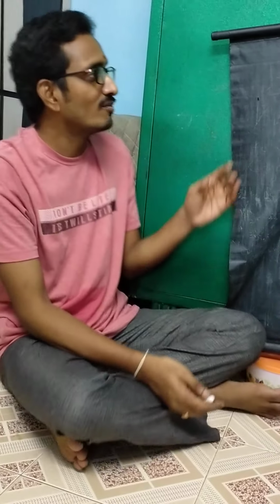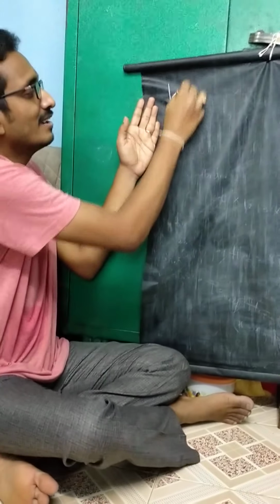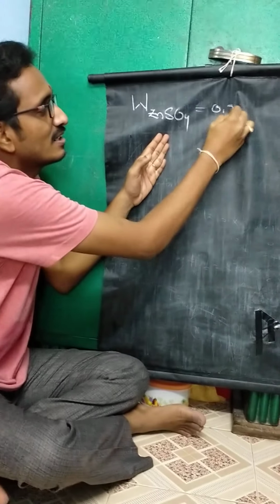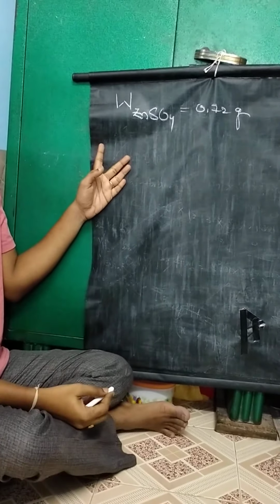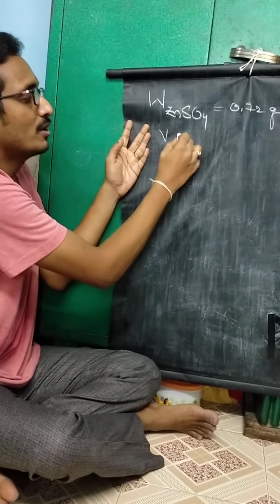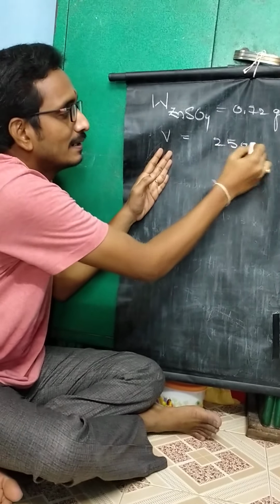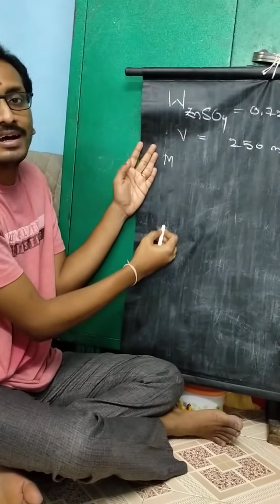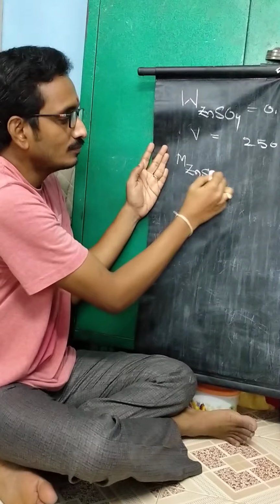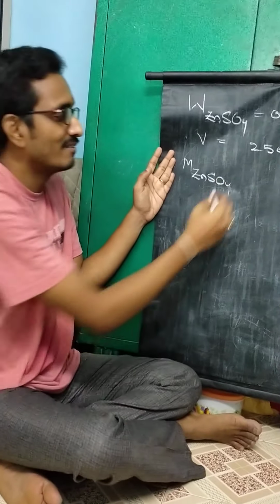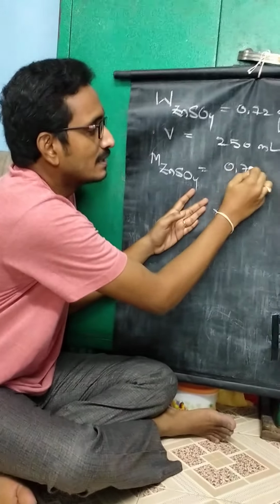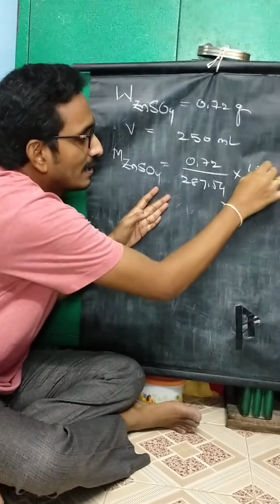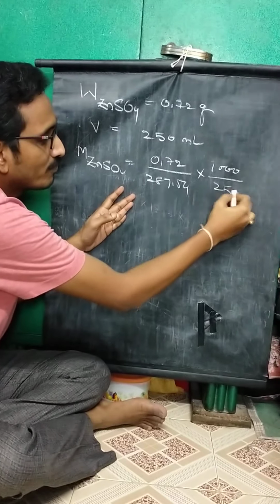Okay, we'll see. So what was it? It is given the weight of zinc sulfate. How much? 0.72 grams. Then what is the volume of the solution that is prepared? 250 ml. What we have to calculate? Molarity. Whose molarity? Molarity of zinc sulfate. What is the formula? 0.72 by 287.54 into 1000 by 250.